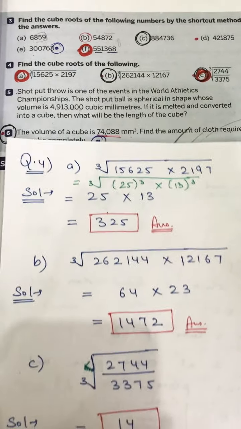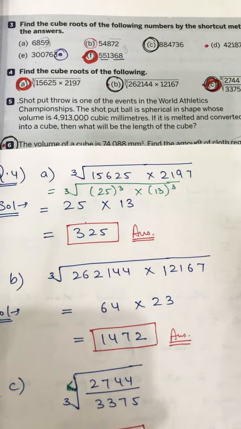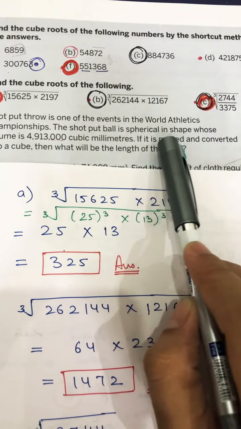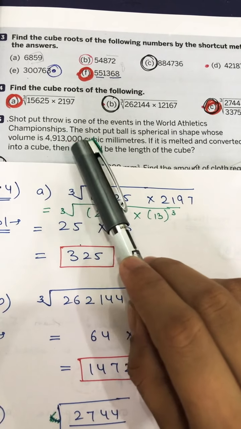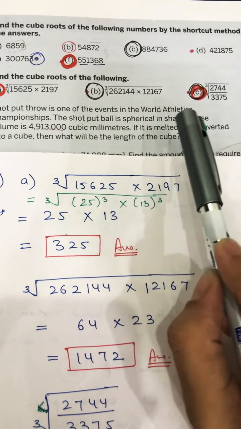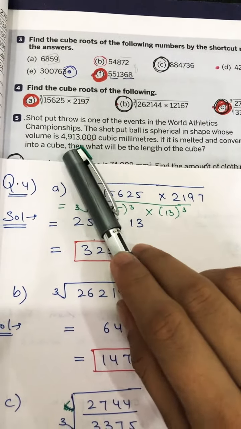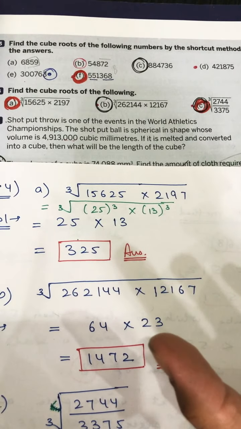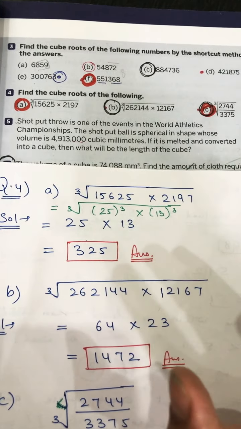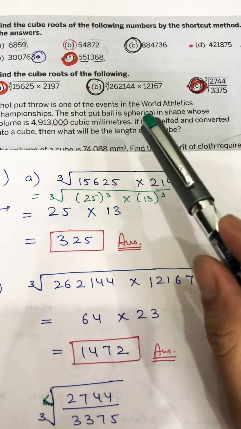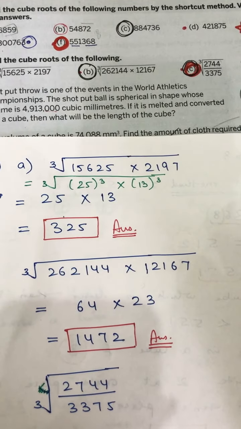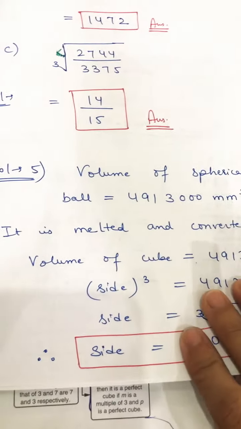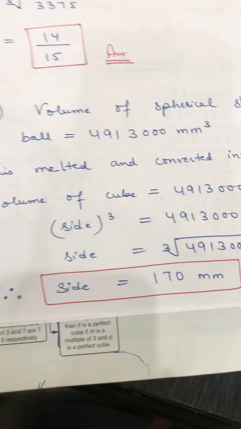Question number 5 is: shot put throw is one of the events in the World Athletics Championships. The shot put ball is spherical in shape whose volume is 4913000 cubic millimeters. If it is melted and converted into a cube, then what will be the length of the cube? A spherical ball is given to you, and its volume is given. They are saying that the spherical ball is melted and converted into a cube, so you have to find out the side of the cube.